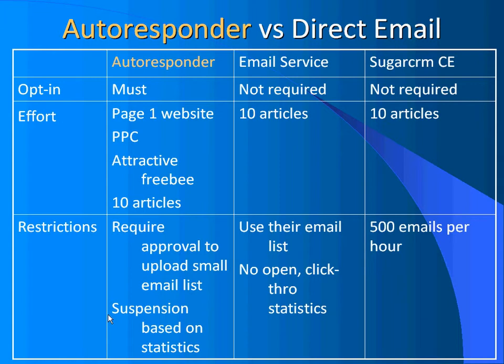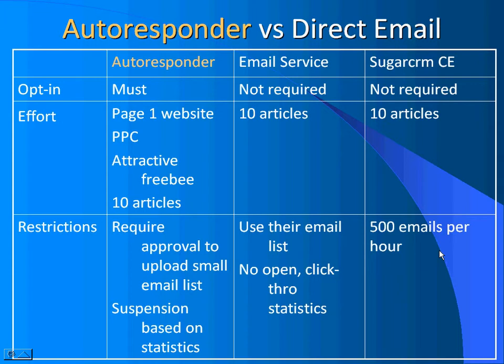Okay, for email service, the restriction is most of the time you have to use their email list, right? And most of the time you do not have much statistics of the email campaign. Okay, when you use Sugar CRM, if you want to go real cheap, you are limited by your email server. The email server limits you to sending 500 emails per hour, so you need a few days or a few weeks to send out emails to probably 50,000 or 100,000 emails. Okay, so that is the restriction.